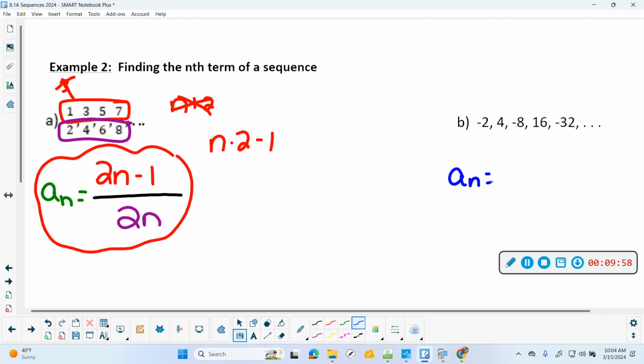Now, I'll help you with the rotating signs. I'll help you with the positive, negative switch. You just figure out what is the pattern between 2, 4, 8, 16, and 32. So obviously there's something to do with 2. So I hear multiples of 2. So if I do 2n, what's 2 times 1? 2 times 2. 2 times 3. Oh, it's multiplying the last number by 2.